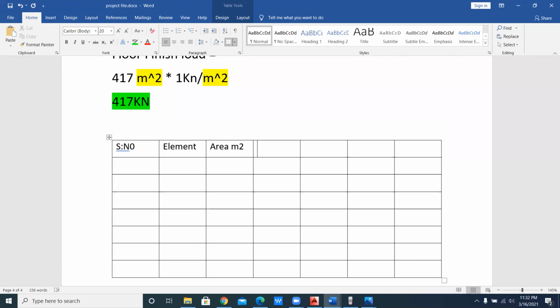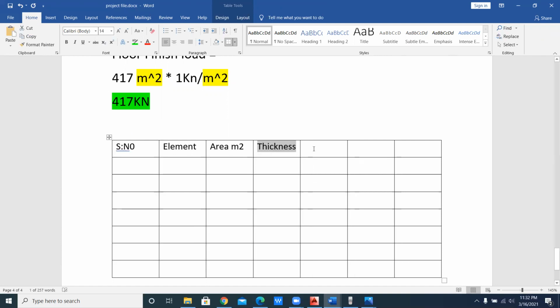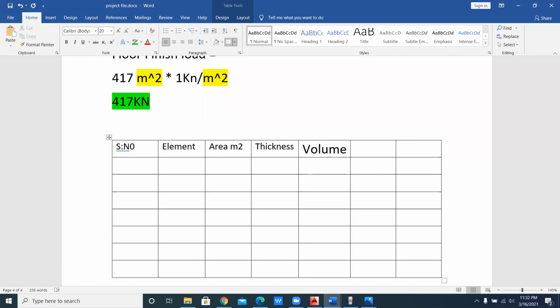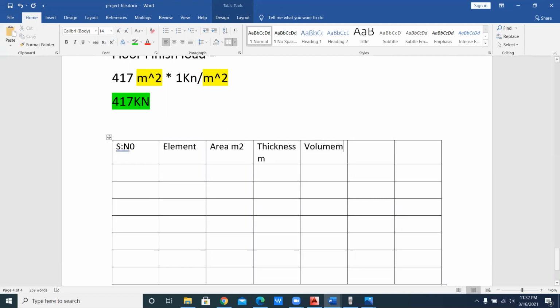That is thickness. Okay. Now the thickness you can calculate into 14. That is 14. Other is volume. That is 14. This one is meter. This one is meter cube.